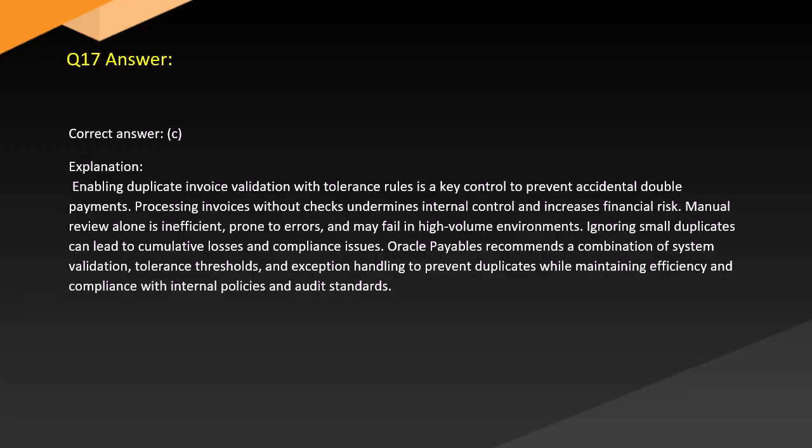Explanation. Enabling duplicate invoice validation with tolerance rules is a key control to prevent accidental double payments. Processing invoices without checks undermines internal control and increases financial risk. Manual review alone is inefficient, prone to errors, and may fail in high-volume environments. Ignoring small duplicates can lead to cumulative losses and compliance issues. Oracle Payables recommends a combination of system validation, tolerance thresholds, and exception handling to prevent duplicates while maintaining efficiency and compliance with internal policies and audit standards.